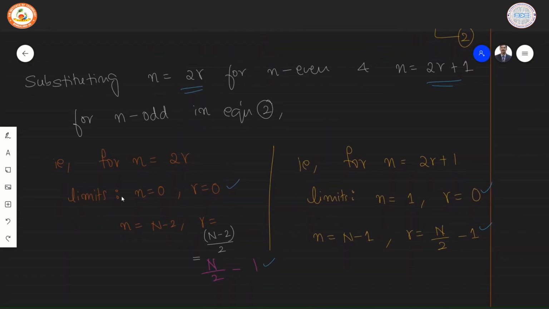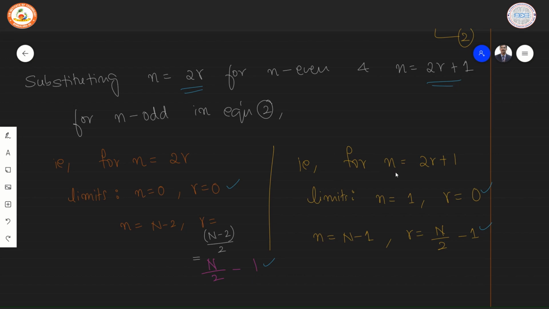For n is equal to 2r, the limits originally were n is equal to 0 to n is equal to N minus 2. If we solve for r using the above equation, the r value becomes 0 and the r value becomes N minus 2 divided by 2 for n equal to N minus 2. Simplifying, we get the upper limit as N by 2 minus 1.